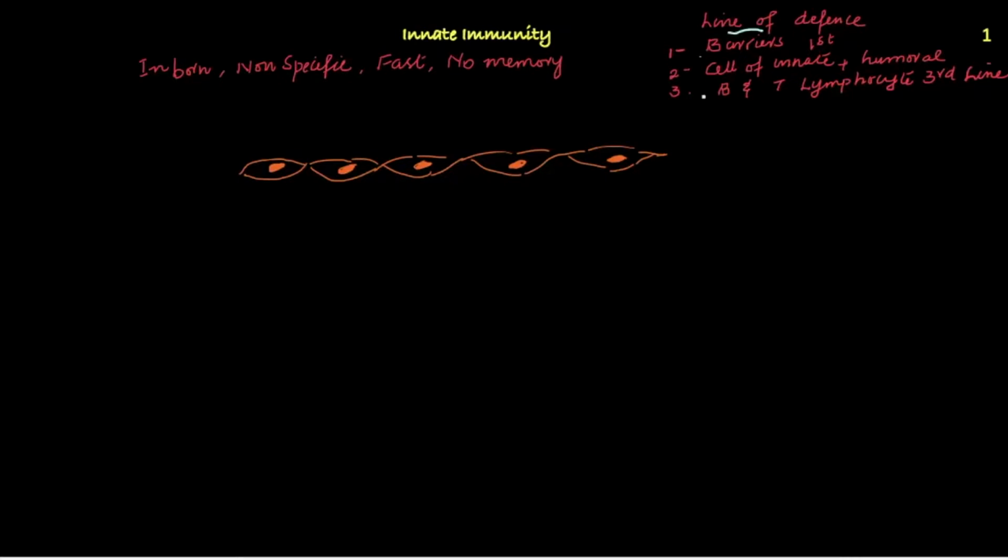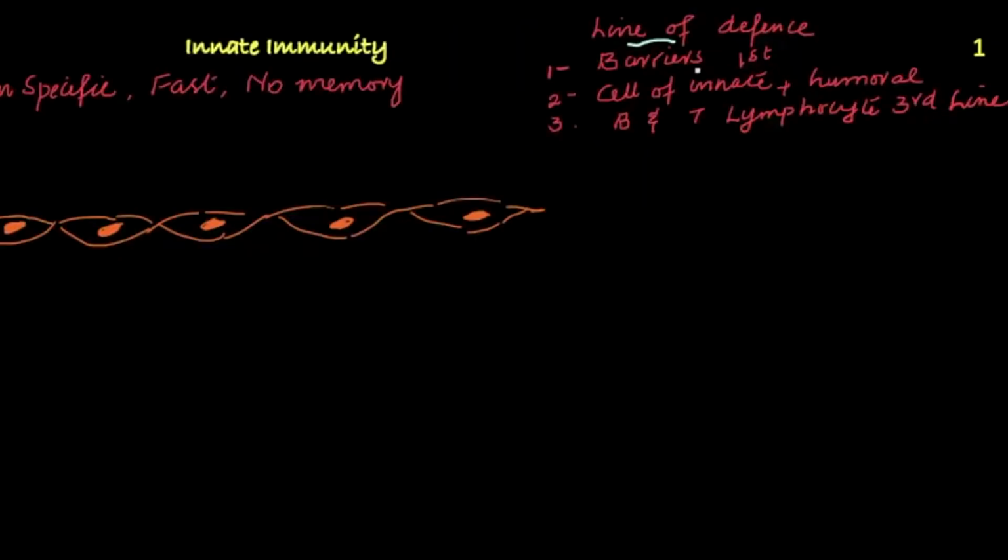There are three lines of defense. The first line of defense in our immune system is barriers, and I'll talk about all these one by one. And then the second line of defense is cells of the innate system and humoral component. By humoral component, I mean complement proteins, C-reactive protein, things which are soluble in the blood apart from antibodies. So antibodies are not included in this. The second line of defense includes innate cells and CRP or complement proteins.